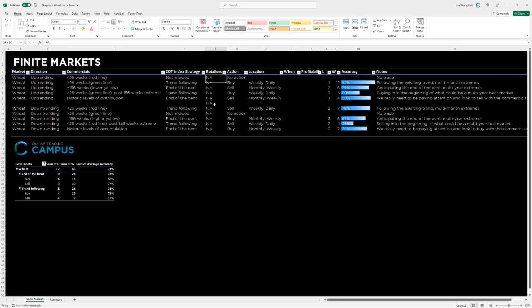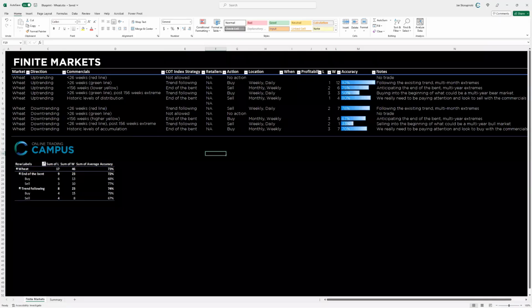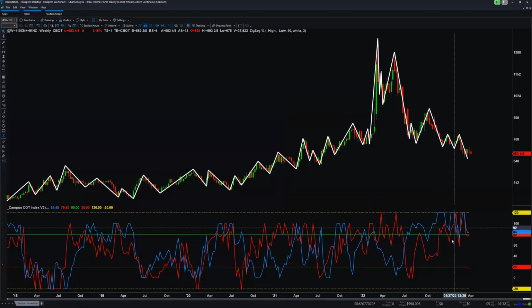So that was pretty quick, right, in terms of wheat and the retailers. And that's going to be the case for a lot of agricultural markets. And so I just wanted to mention that here as well, that it's not always the case that we do the opposite.